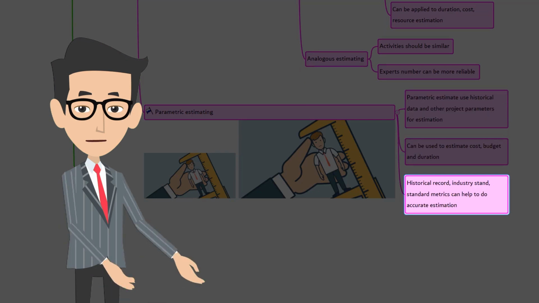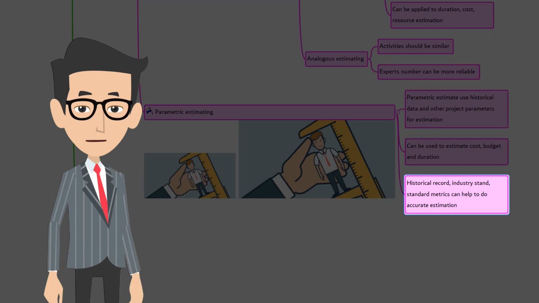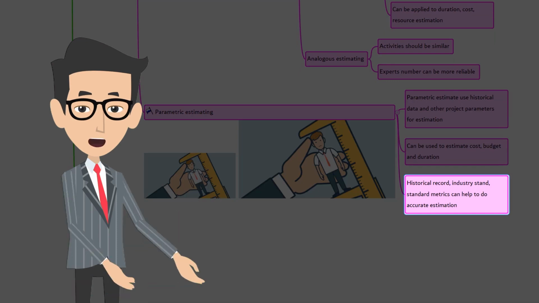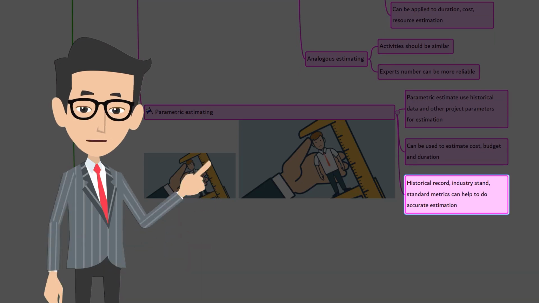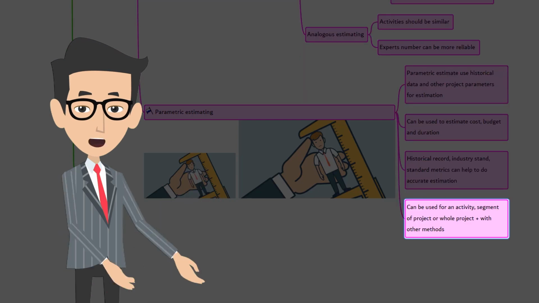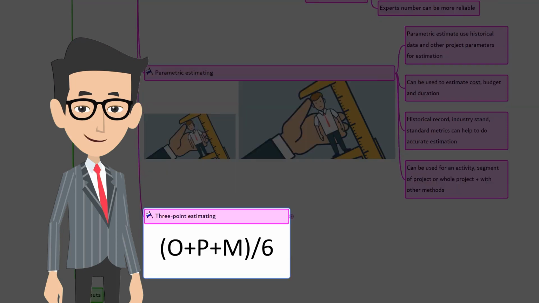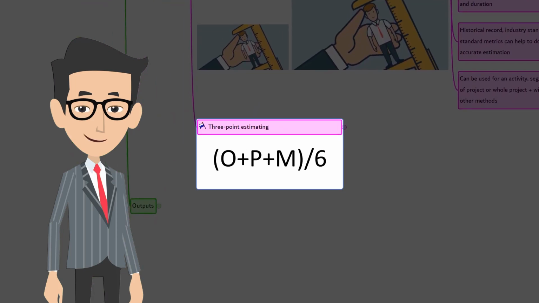This technique can produce a high level of accuracy depending on the available data, such as historical records, industry standards, standard metrics, and other details about the task to be estimated. This can be applied to an activity, a segment of a project, the total project, and also in conjunction with other estimation methods. The next one is 3-point estimating.